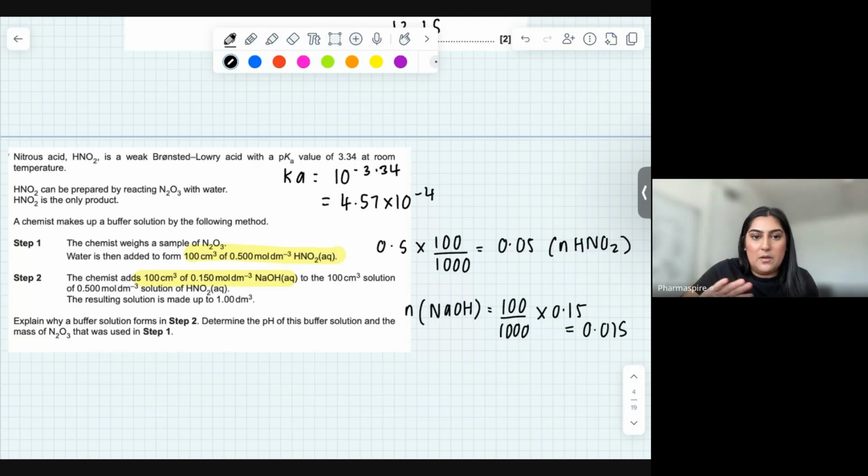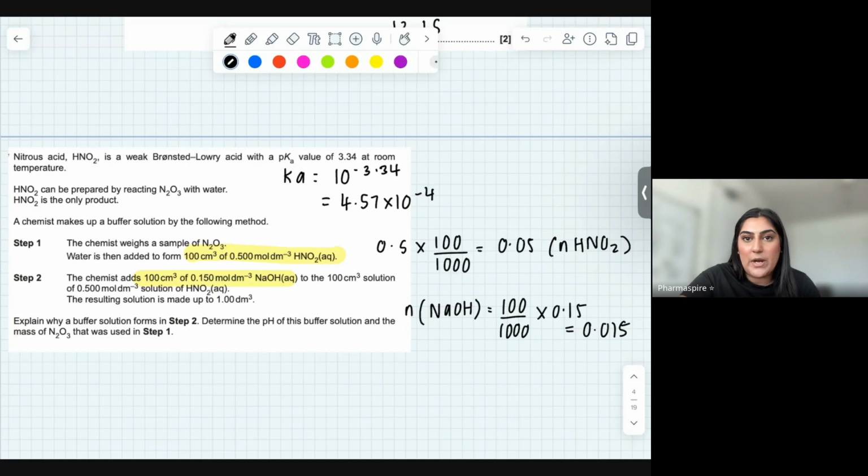0.015. Okay, that part's pretty much sorted. I also want to write an equation of what is basically going on. They said we need to explain why a buffer solution forms in step 2. So I'm going to deal with step 2. They've basically told us that HNO2 and NaOH have been added. So I'm going to write an equation for that.